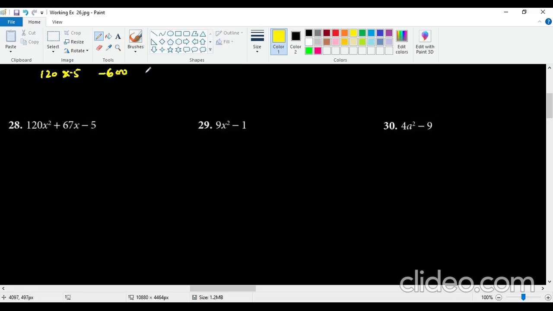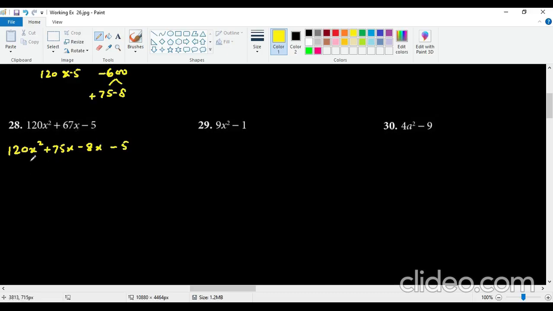120 times 5 is going to give us 600. I need to have a 67. So the only way I can have is 75 times 8, and 75 minus 8 is going to give us a 67. So plus 75, negative 8. So I will write 120x square like this, minus 5 I will write like this, and plus 75x minus 8x is going to give us a plus 67.